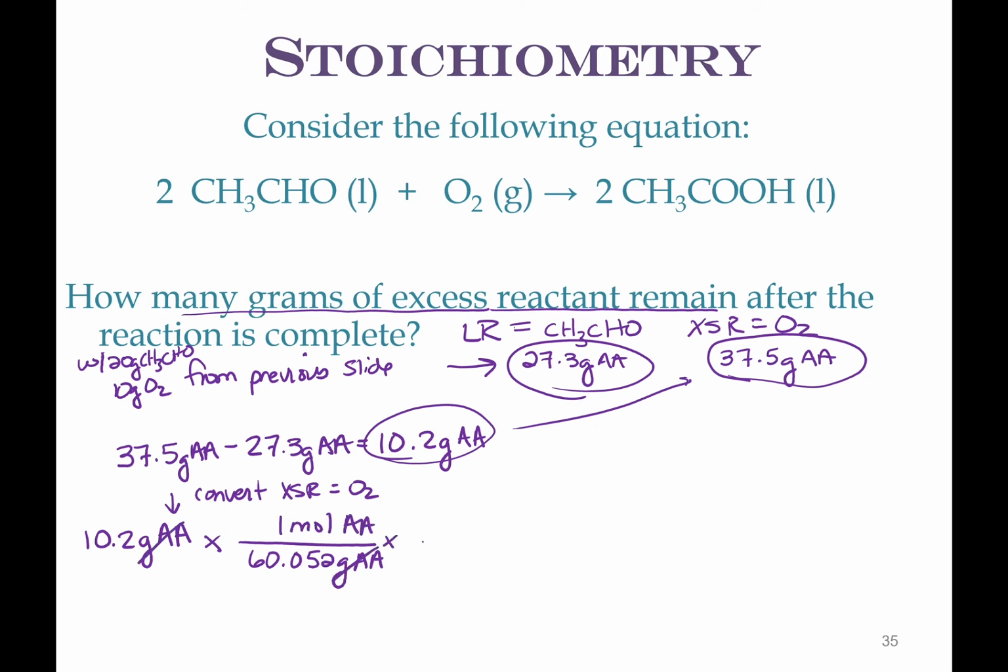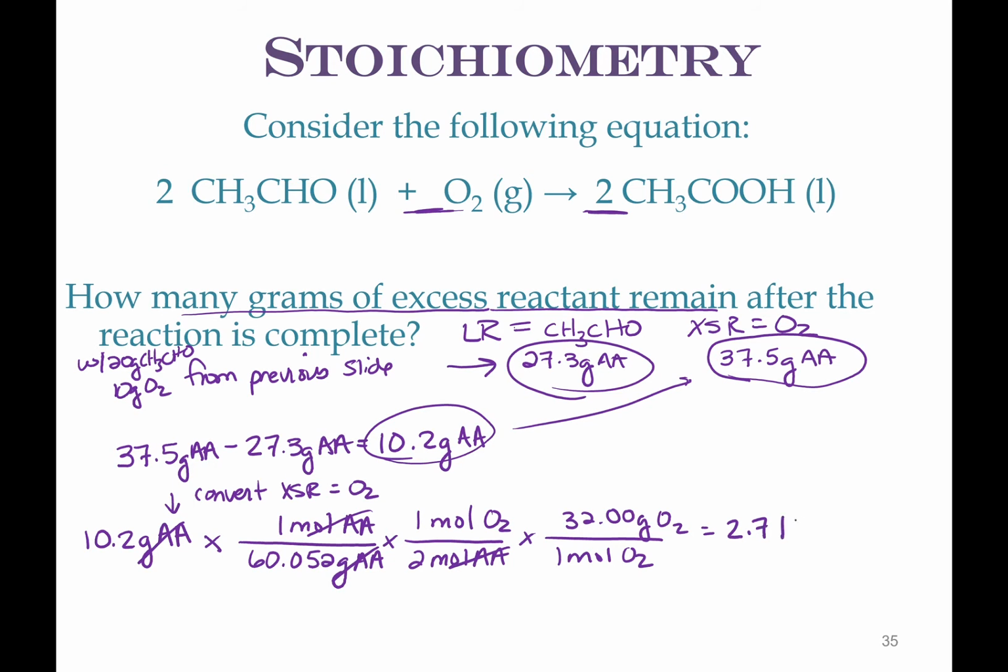And we go from moles of acetic acid. So if I look here, moles of acetic acid and moles of oxygen, there's going to be 2 moles of acetic acid for every 1 mole of oxygen that's required. And that 1 mole of oxygen has a mass of 32 grams. So I'm just going backwards. And that equates to, my calculator says, 2.7176444708 grams. Or I used 2.72 grams of O2 remain, or they're in excess.